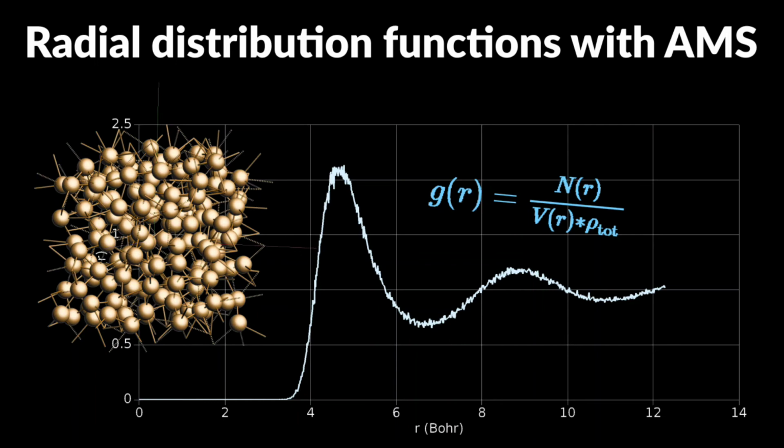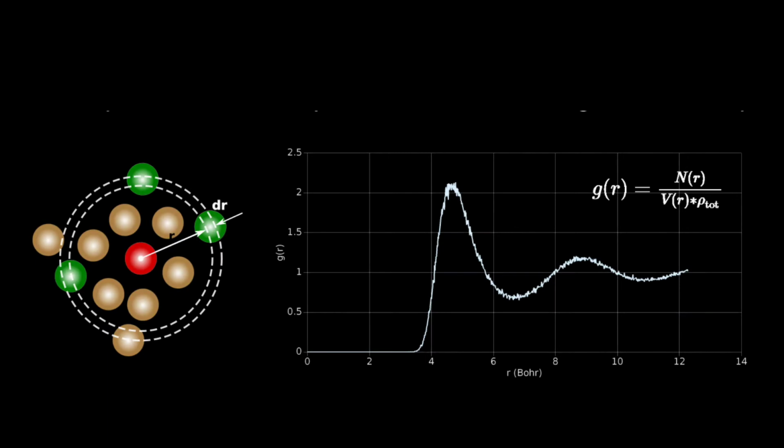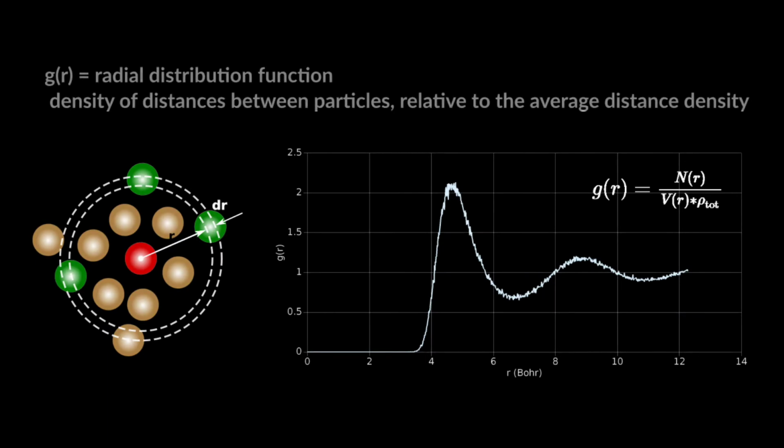A radial distribution function or pair correlation function is the density of distances between particles relative to the average density. Radial distribution functions are very common in trajectory analysis and can easily be calculated from a trajectory with the help of the graphical user interface.